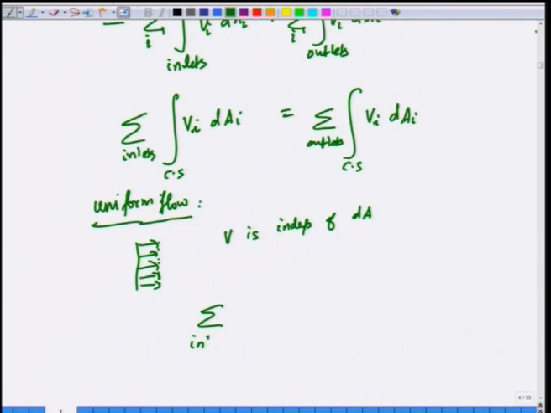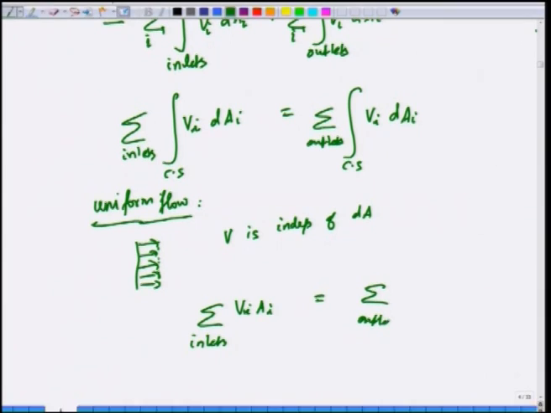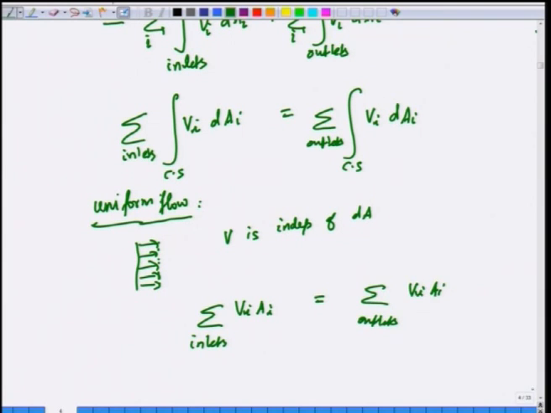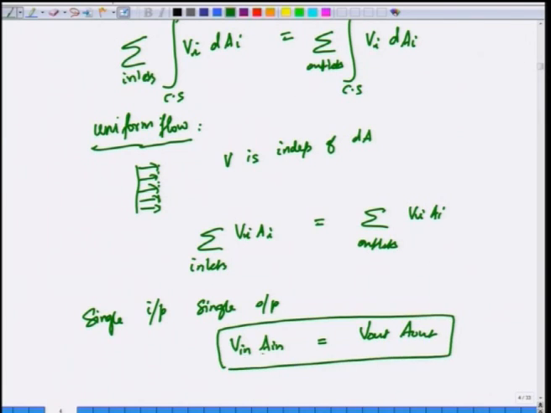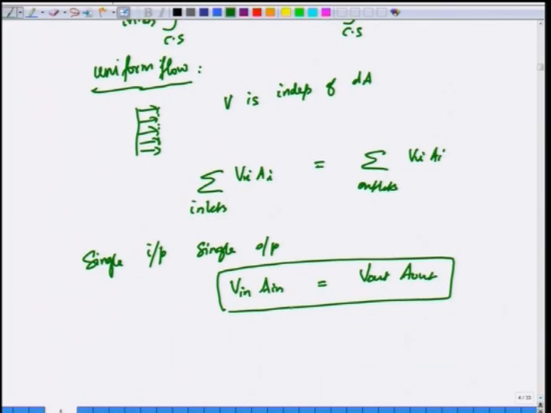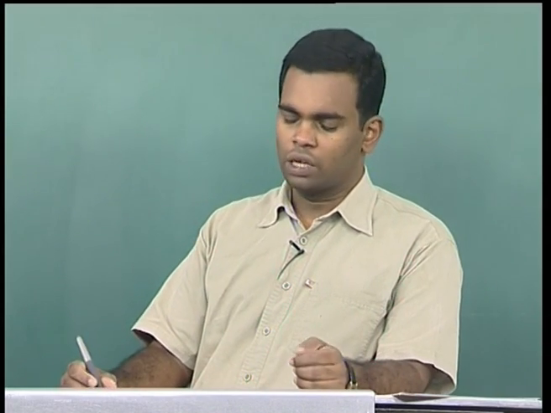So summation over all inlets ViAi is summation over all outlets ViAi. If there is only a single inlet and single outlet, then V in A in is V out A out. This is a very simple form of conservation of mass applied to incompressible flows. Whether it is steady or not is not a problem, because as CV is a fixed region in space, this is valid for both steady and unsteady flows as long as the flow is incompressible.